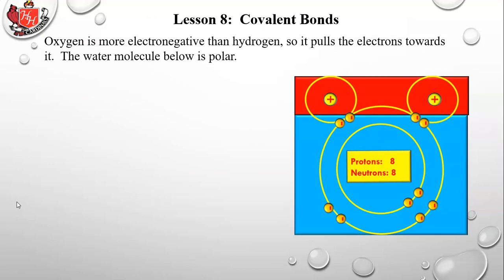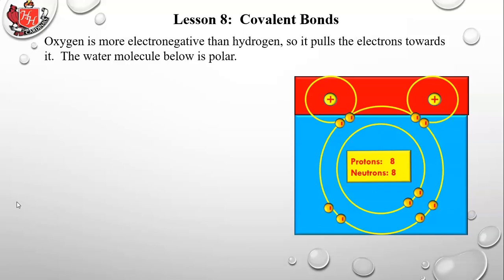So oxygen is more electronegative than hydrogen, so it pulls the electrons toward it. The water molecule below is polar. So let's look at what's happening. Water is not a straight line or linear molecule. The hydrogens tend to be over on one side. And why that is, we'll talk about later when we get into the geometries of molecules. So what you'll notice, you can kind of artificially sector off this water molecule.